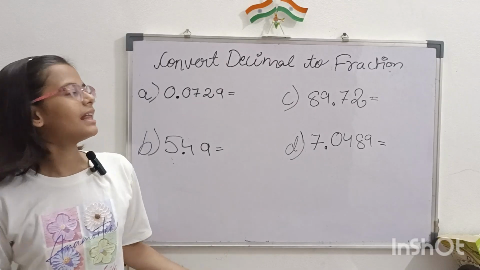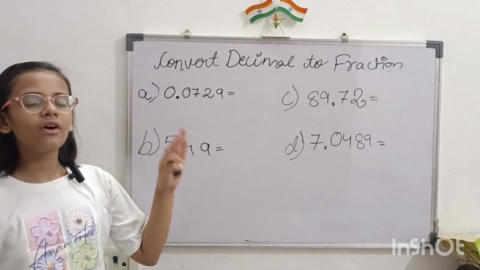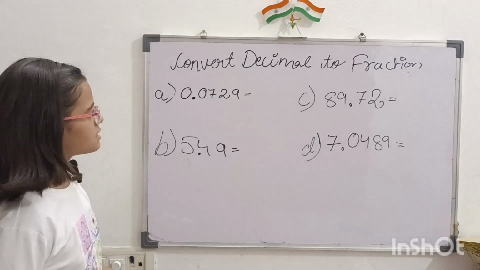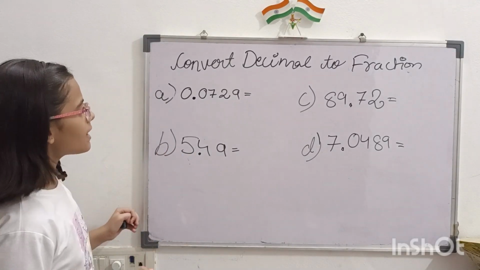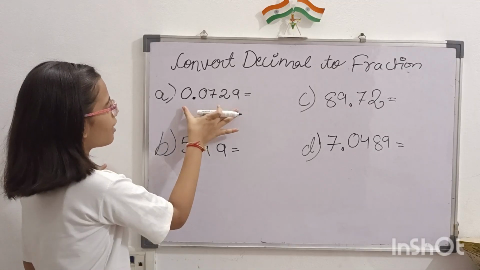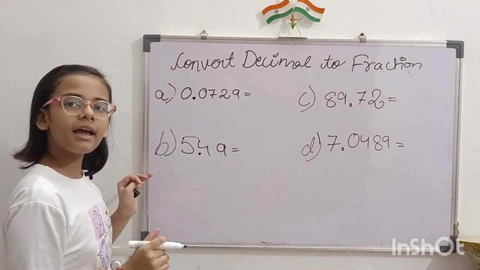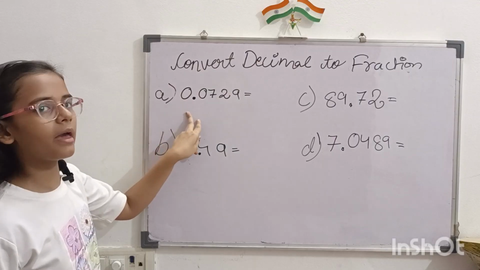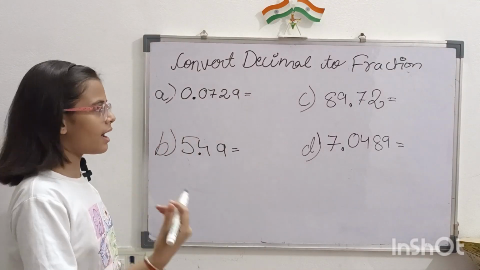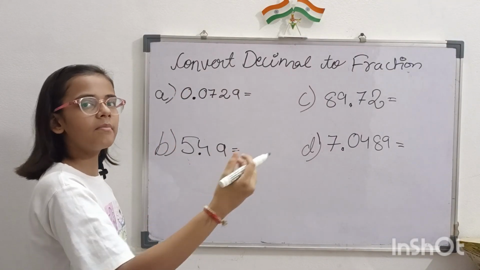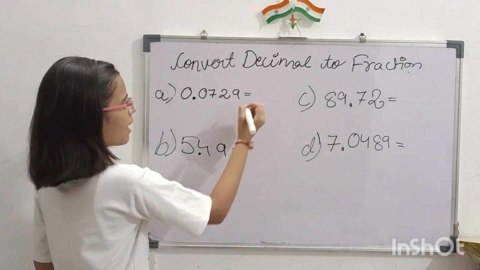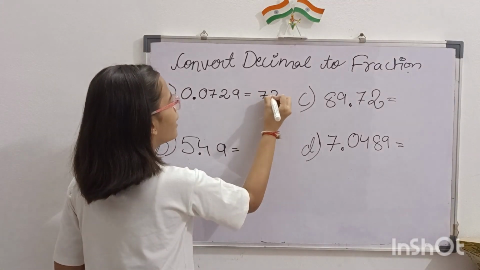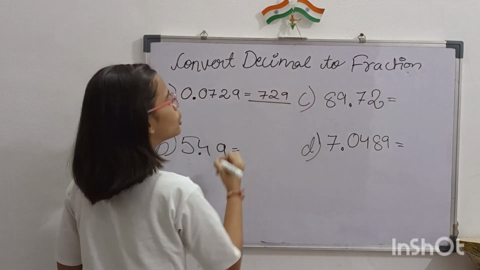Now we are going to learn how to convert a decimal to a fraction. Our first decimal is 0.072. So first we have to write these digits. But there are 2 zeros over here. If the zero is written before the number, then it has no value. So we'll just write 72, and this is our numerator.